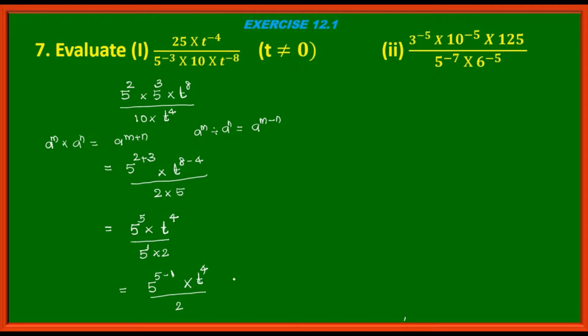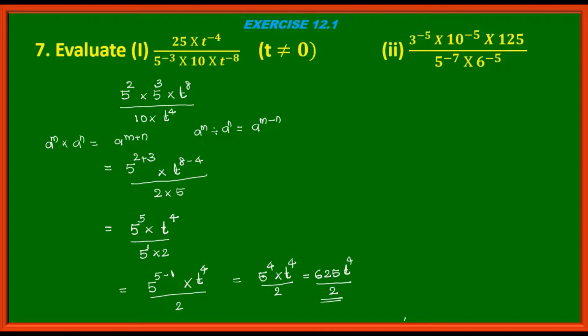is equal to 5 raised to 4 into t raised to 4. 5 raised to 4 into t raised to 4 whole divided by 2. 5 raised to 4 becomes 625. 625 into t raised to 4 whole divided by 2 is the answer.